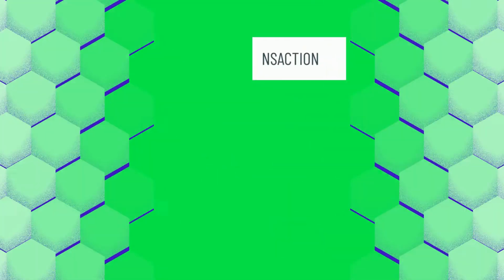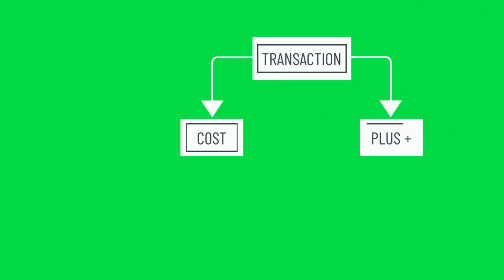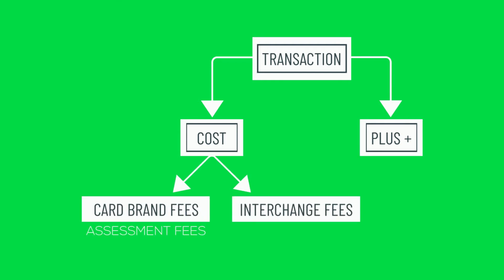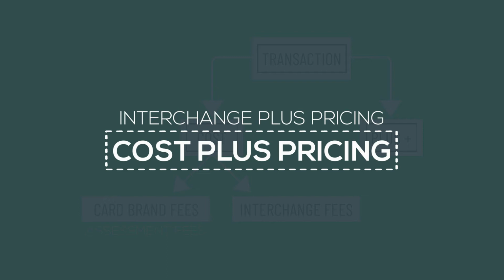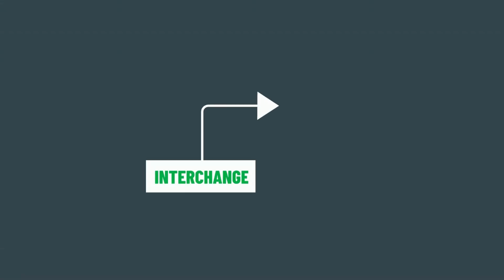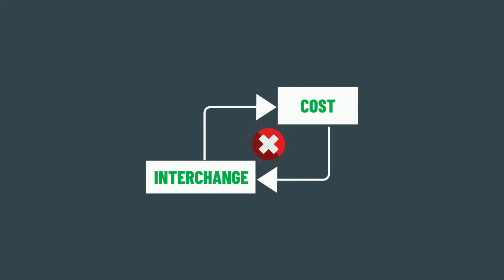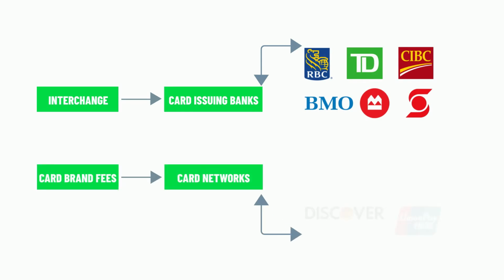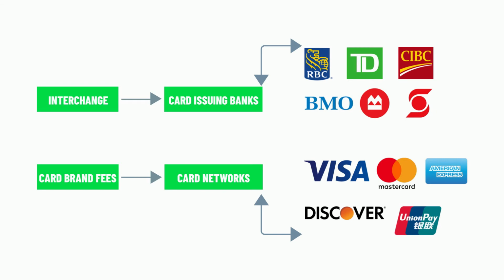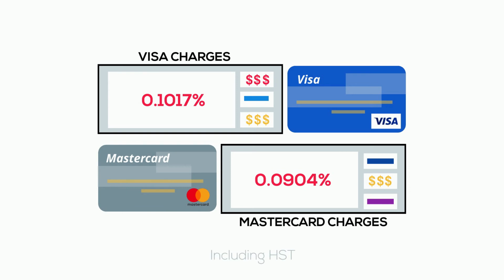For every transaction, there are essentially two parts: the cost and the plus. There are two aspects of the cost: interchange fees and card brand fees, also known as assessment fees. While it is also called interchange plus pricing, cost plus pricing is the more accurate name. Interchange is used interchangeably with cost, even though that's not entirely correct. Interchange is paid to the card issuing banks, and card brand fees are a small fixed percentage paid to the card networks, that is Visa, MasterCard, etc., for facilitating the transaction. Processors have no control over these fees.